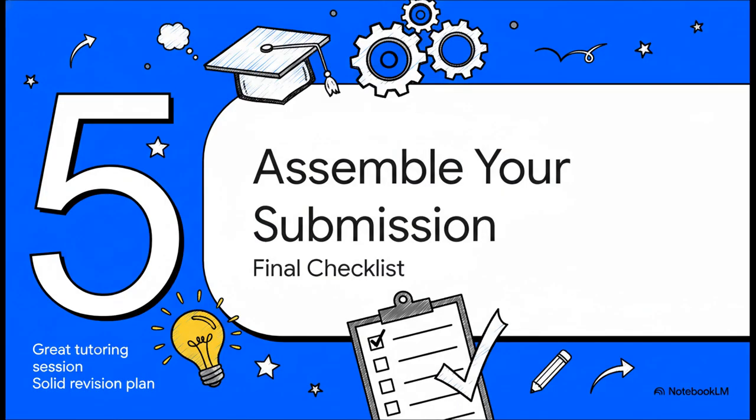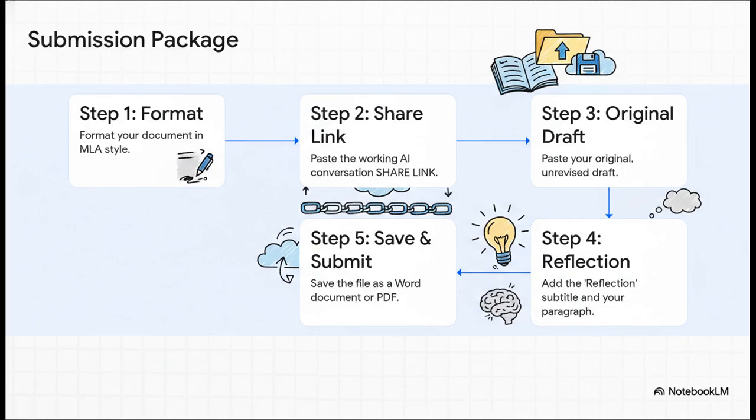All right, you've had an awesome tutoring session. You've got a solid revision plan. Now it's time to put it all together. Let's run through a final checklist to make sure you've got everything. Just follow these steps, one by one. Start with a document formatted in MLA style. Right at the top, paste the share link to your AI conversation. Below that, paste your entire original draft. Then, just add a subtitle that says Reflection and write your paragraph. And finally, save the whole thing as a Word doc or a PDF.